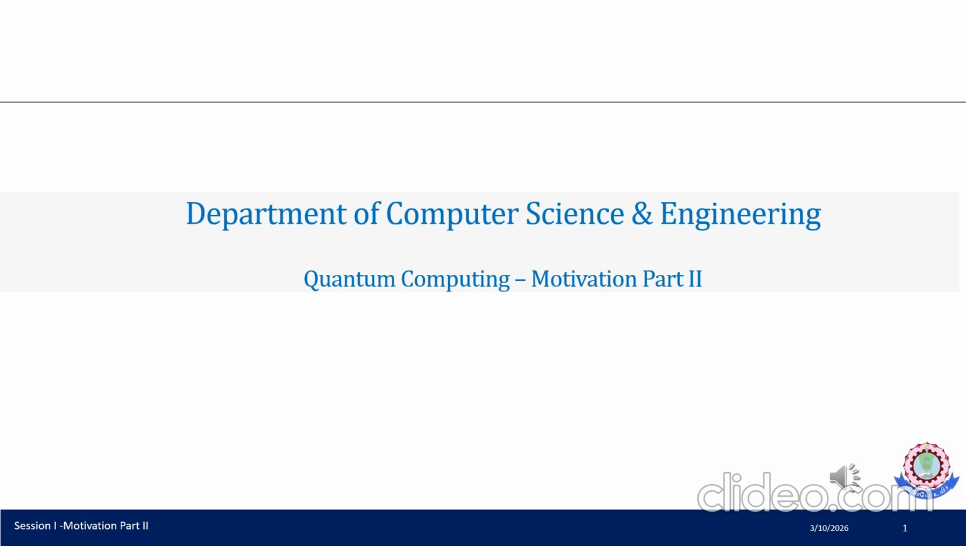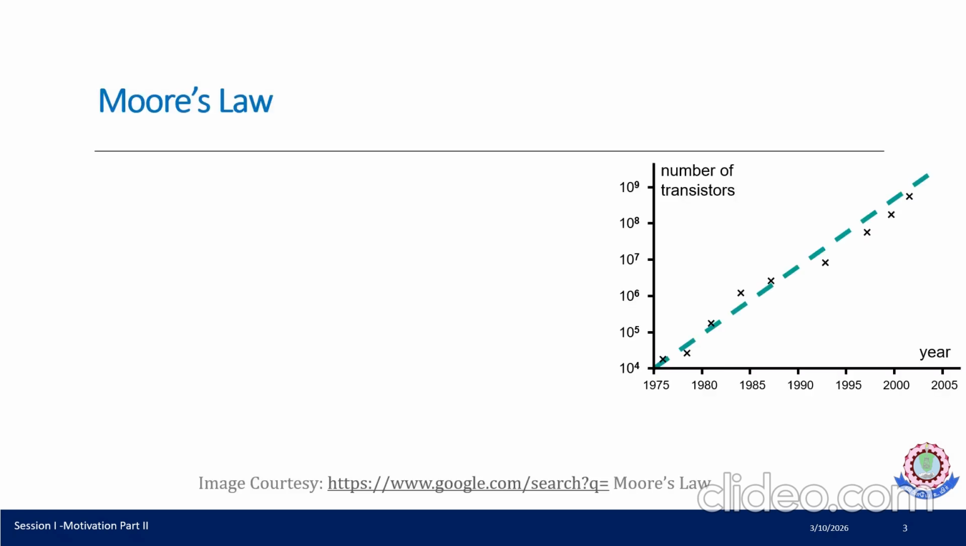So in this slide for quantum, we are going to discuss the second part in motivation. Regarding quantum computing, its simulators, working principle, architecture, and so on. In the previous session, we discussed the definition and quantum gates. Here we are going to see Moore's law and quantum mechanical effects. So first one is Moore's law.